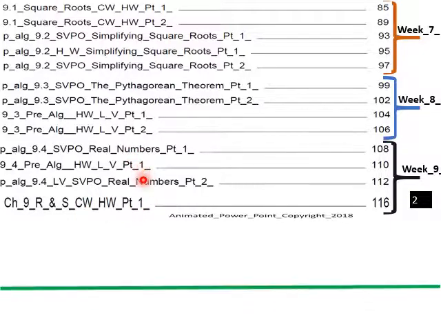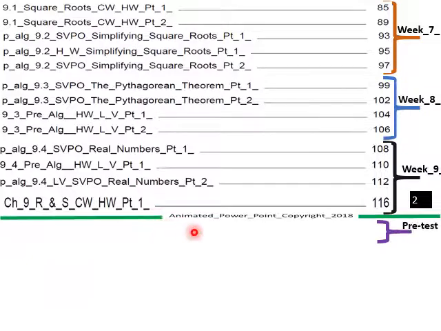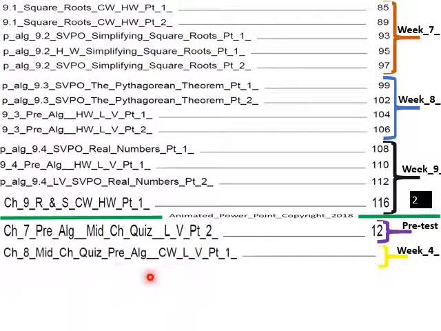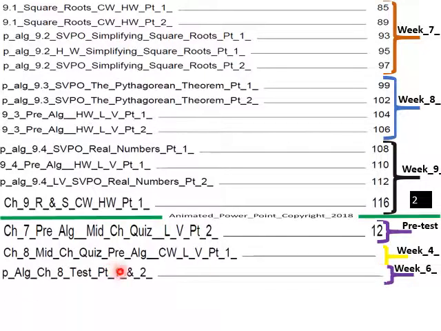And our testing schedule will be as follows. For the pretest, that'll be the first week. You have a mid-chapter quiz, the chapter 7 mid-chapter quiz, part 2 of that quiz as your pretest for this part of the course. And then week 4, we have a chapter 8 mid-chapter quiz, part 1 that you will take. And then week 6, we have a chapter 8 test, part 1, part 2, week 6.